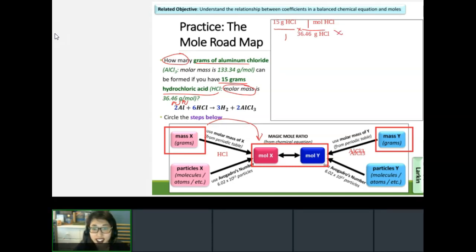There we go. Yes, we're going to have 36.46. Thank you. All right, so we've gotten rid of grams of hydrochloric acid. I now am at moles of hydrochloric acid. That is not what I'm solving for, so I need to keep on going.